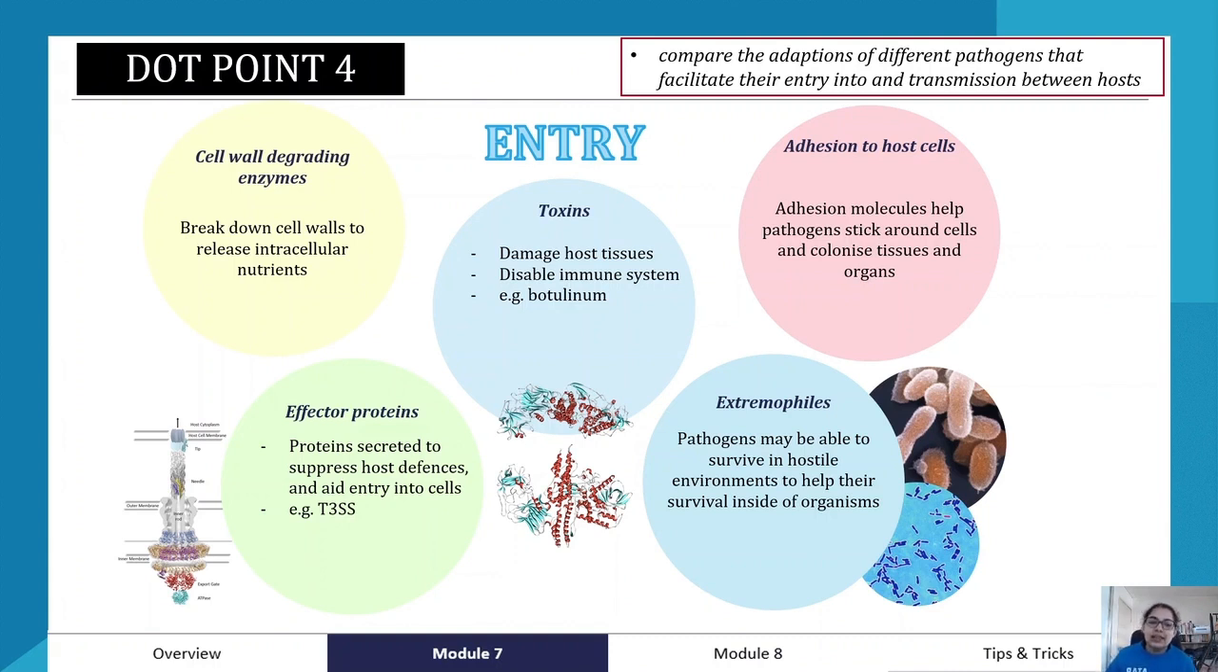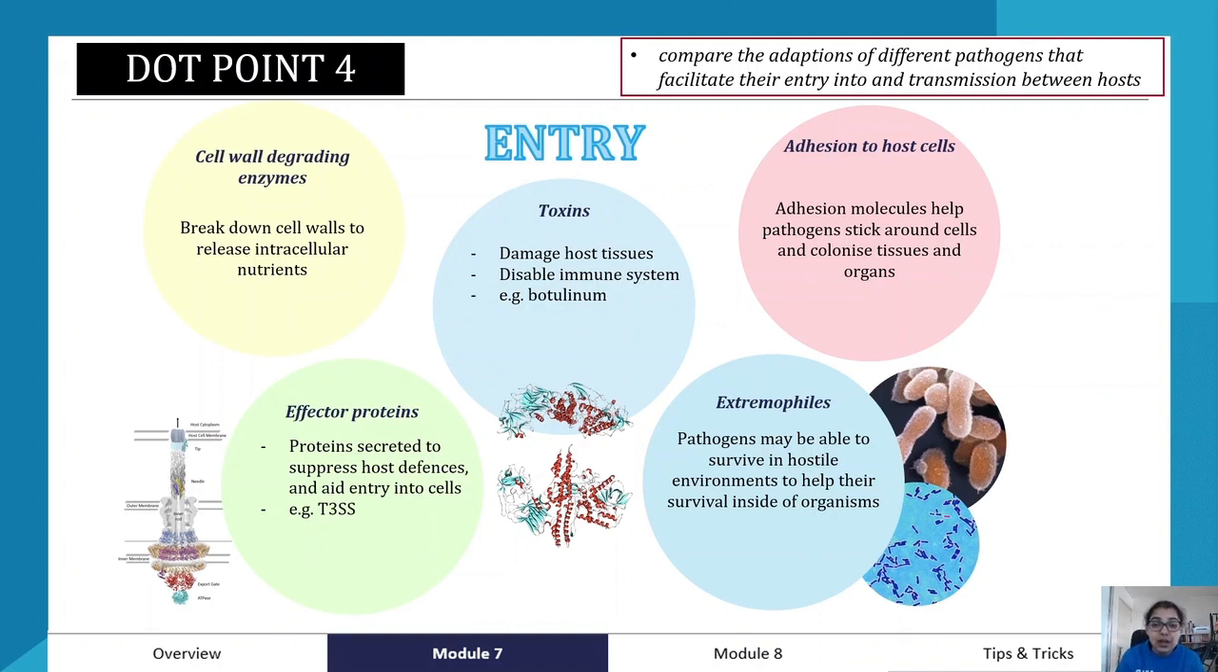Now, let's have a look at the adaptations of different pathogens that facilitate entry into and transmission between hosts. So, entry. How do different pathogens actually enter the host? Firstly, we've got cell wall degrading enzymes, and as the name suggests, these enzymes break down the cell wall to release intracellular nutrients and make their way into the cell.